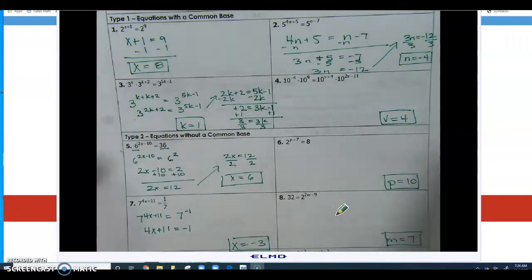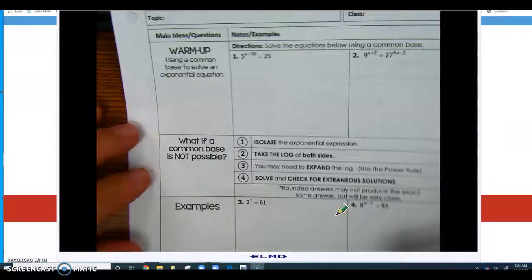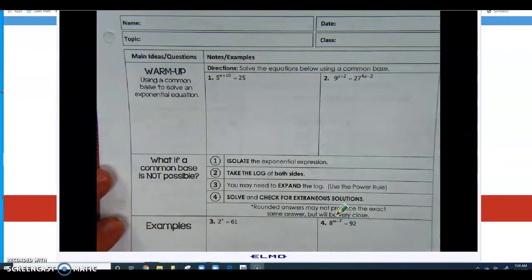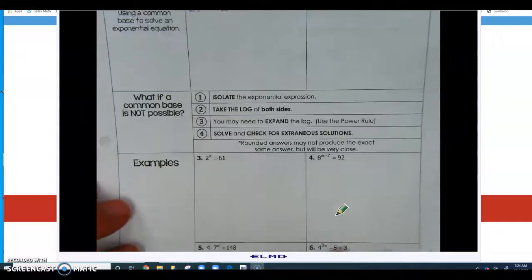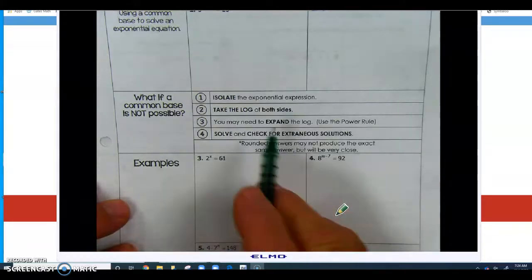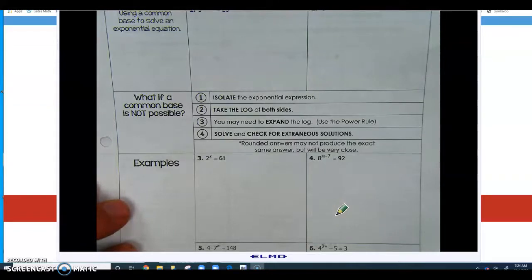All right, I'm at 9 minutes, so we're not going to do the warm-up because that's the same thing we just did on the other page. Sometimes it is not possible to find a common base with these exponential equations. So these are the 4 steps. I won't read them to you. You can read them yourself.